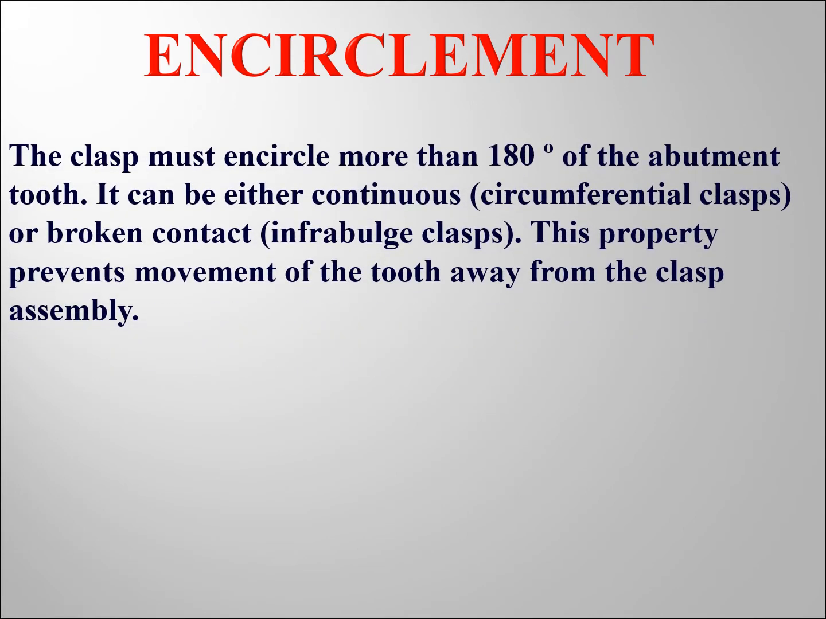Now, encirclement, the clasp must encircle more than 180 degrees of the abutment tooth. All right, the more the better. It can be continuous encirclement, like in circumferential clasps, or it can be broken contact, like in infrabulge clasps. It has three broad contacts on the tooth surface. The sum of them should be more than 180 degrees. This property prevents movement of the tooth away from the clasp assembly. It has to encircle as much as possible so that the tooth stays within the clasp assembly.